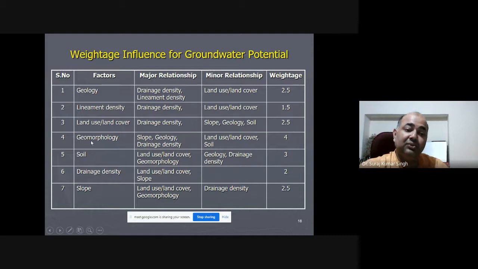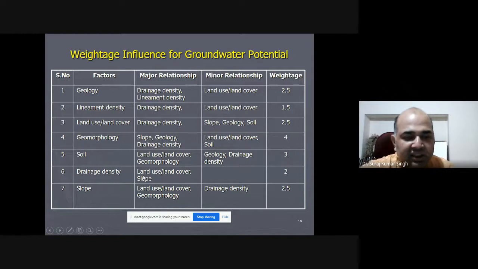Now, geomorphology has a major relationship with slope, geology, and drainage density, and a minor relationship with land use land cover and soil. So 1 plus 1 plus 1 makes 3, and 0.5 makes 3.5. Again, soil has a major relationship with land use land cover and geomorphology, and a minor relationship with geology and drainage density, that makes 1 and 1, 0.5 and 0.5.